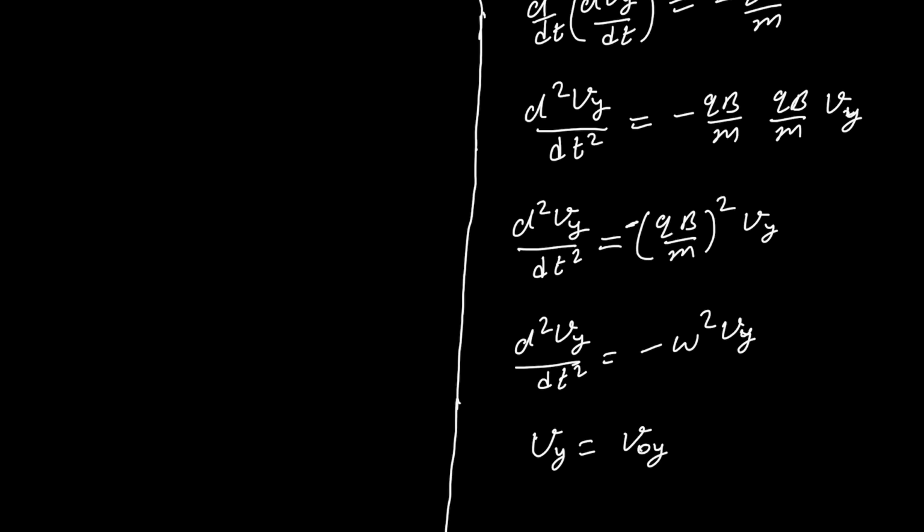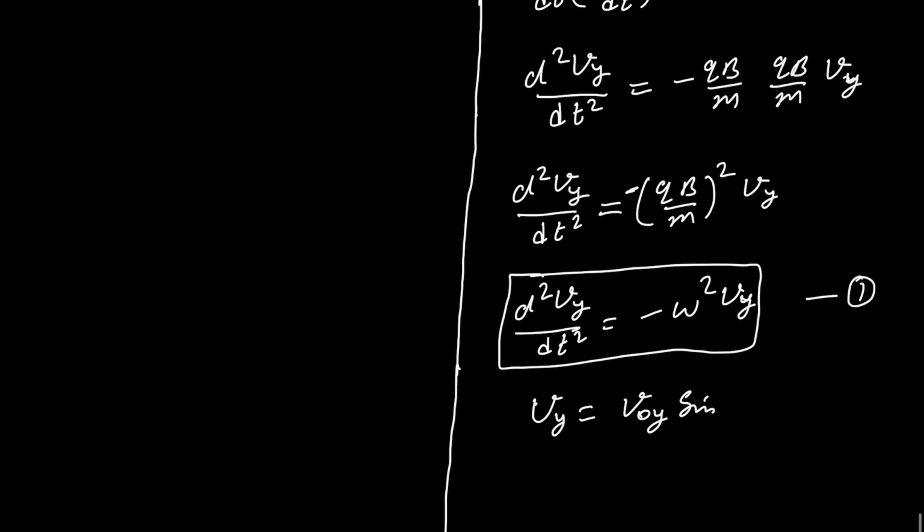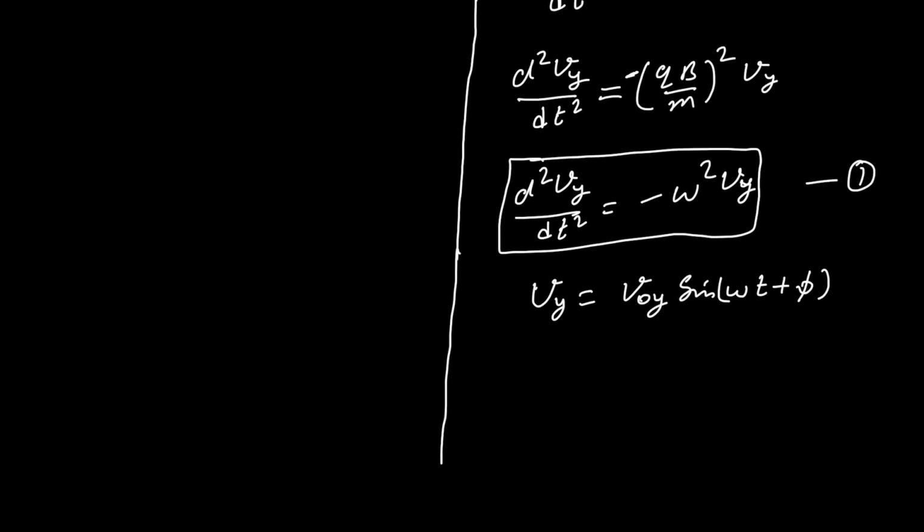where the solution of this equation, which I am giving number 1, we know directly from SHM: Vy equals V naught y sine of omega t plus phi. This is the solution of this equation, where we have to find the values of phi and V naught y, which we can easily find with the help of boundary conditions, means with the help of limits. Where omega, and this is a very important relation, we have to take care of this. So omega is basically qB by m.